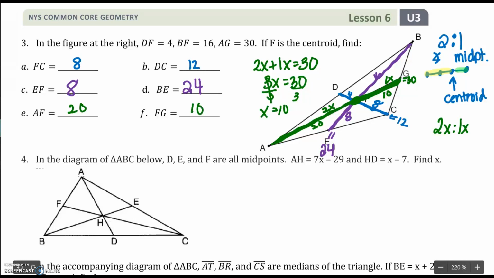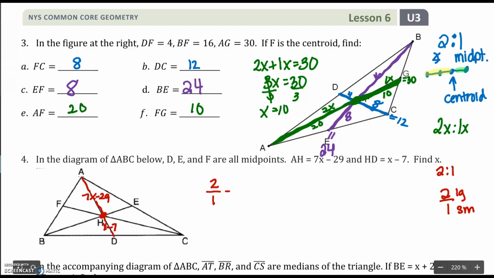Using the same concepts here, we have to talk about another way that we can represent a ratio. 2 to 1 can also be written as a fraction, 2 over 1, where we're putting the larger on top and the smaller on the bottom. That's useful because in this particular problem, number 4, we can use that to make a proportion. So AH is going to be 7x minus 29, and HD is x minus 7. AH is this larger portion between the angle and the centroid. That is twice as long as HD, which is the x minus 7.